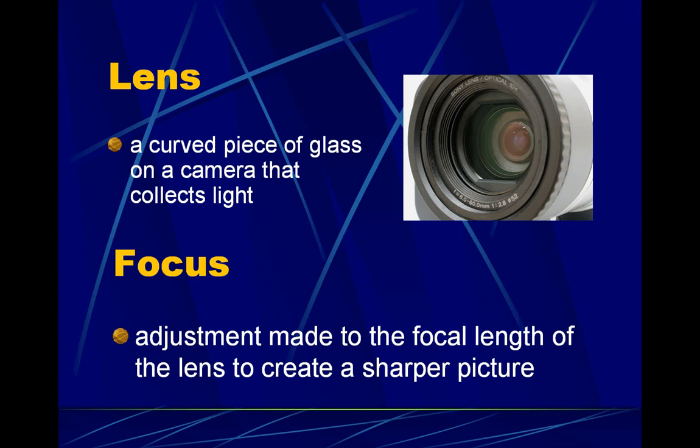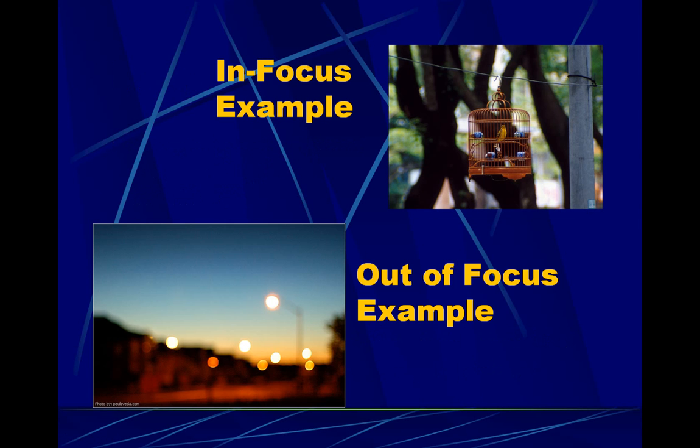Focus. Focus is an adjustment made to what we call the focal length of the lens to create a sharper picture. So the lens inside there moves forward and back to create either a sharper or a more distorted picture. And here's 2 examples for you. The in focus example would be the one on the top right. We have a bird cage here in the foreground that's in sharp focus, and then an out of focus example. Obviously this is a very blurry scene, looks like a street scene with street lights at dusk or dawn.